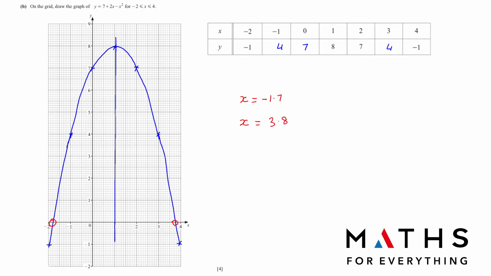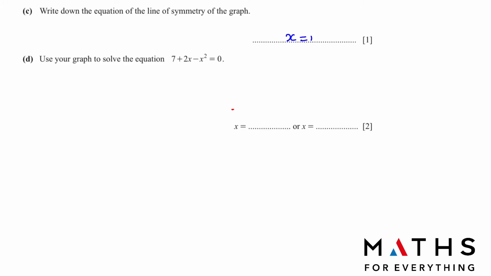You can have any values between -1.9 to -1.7 or between and including 3.7 to 3.9. They give you marks for a little variation.